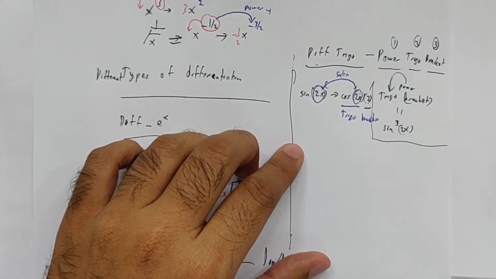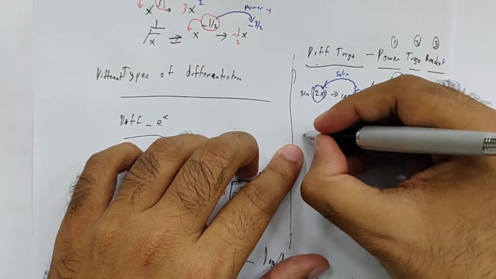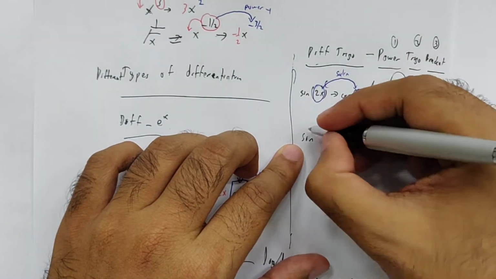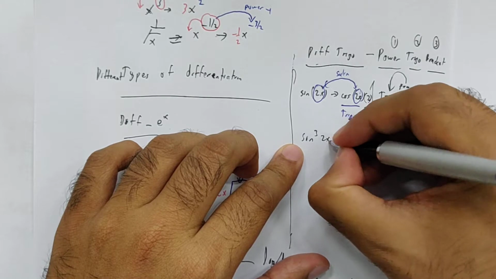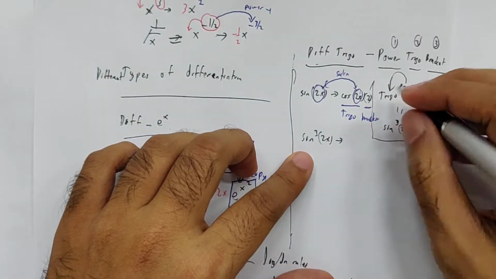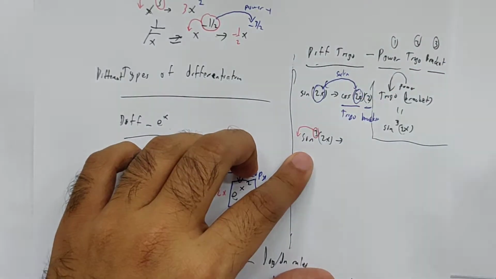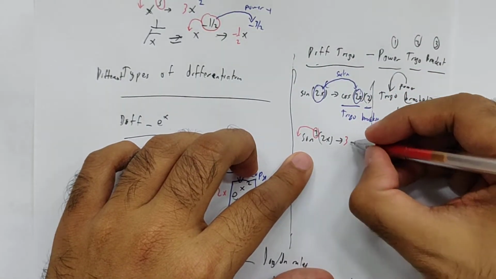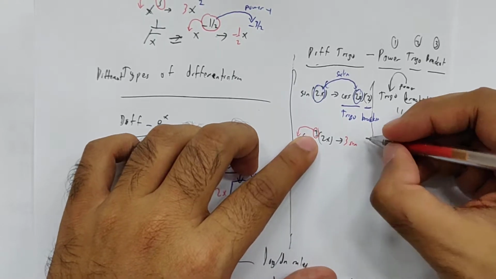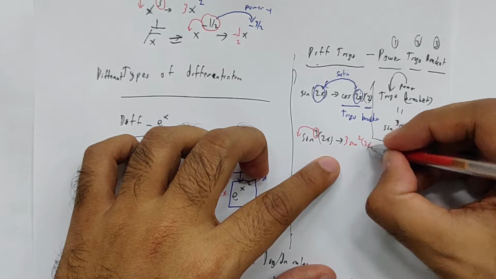Okay, after that, if I were to say differentiate sine 2x, what do I get? Differentiate the power first. So you get 3 sine 3 minus 1, 2x.